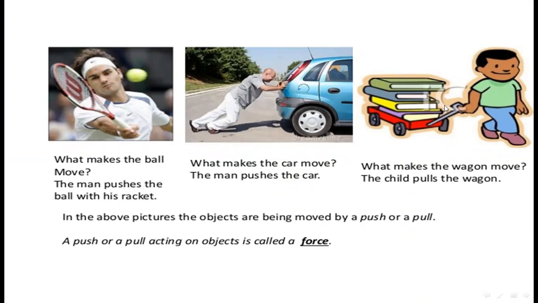And here you see in this image, what makes the wagon move? The child pulls the wagon. How does the wagon move? The child pulls the wagon. In the above pictures, the objects are being moved by a push or pull. So a push or a pull acting on an object is called a force. I hope you all understand and know the definition of force.